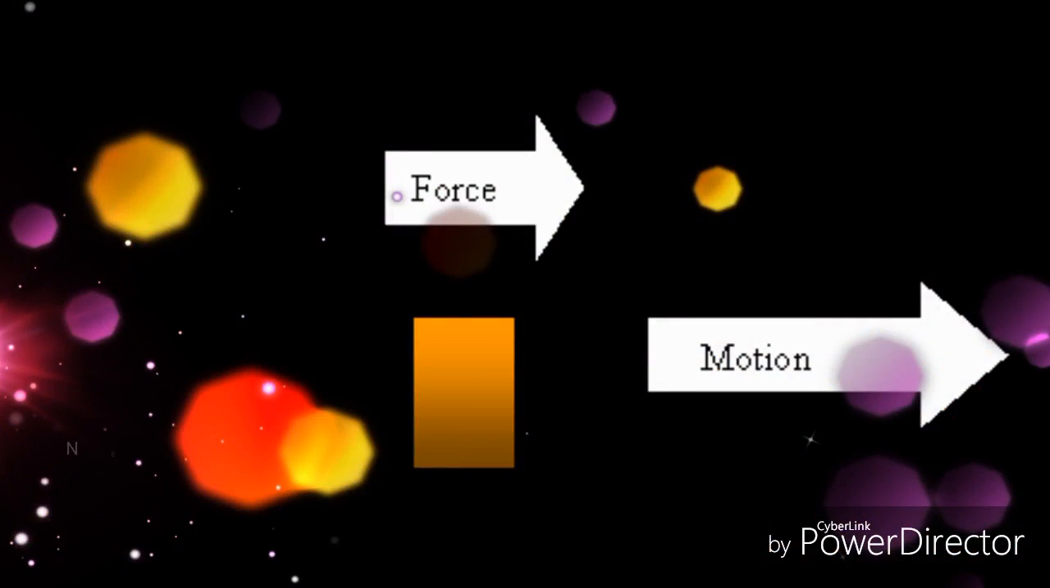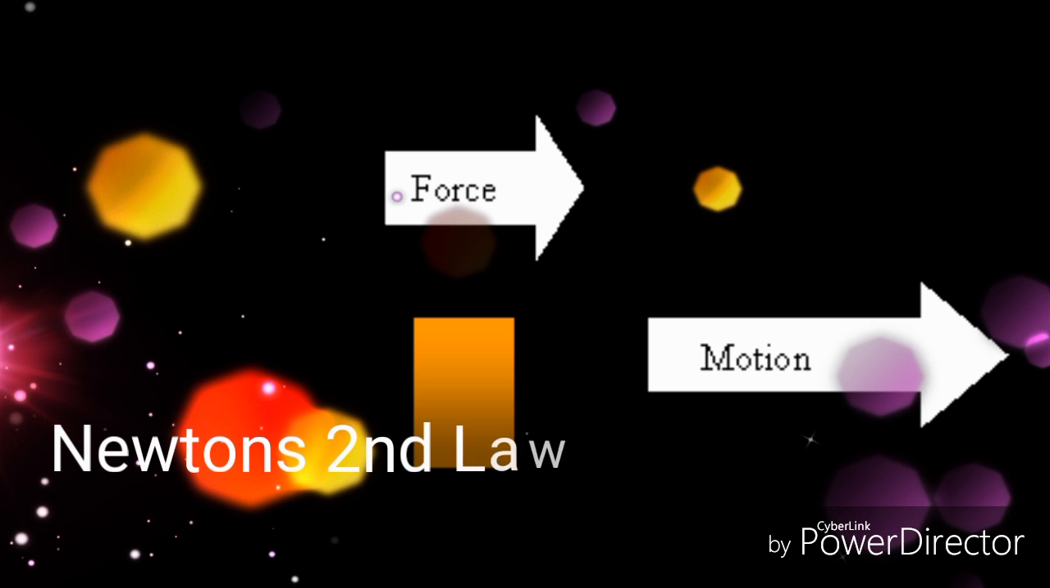Alright, so scientifically, the relationship between an object's mass, its acceleration, and the applied force is F equals ma. Acceleration and force are vectors. In this law, the direction of the force vector is the same as the direction of the acceleration vector.